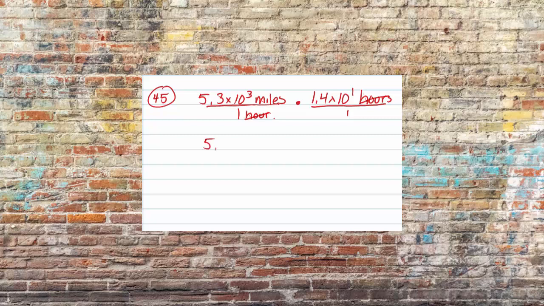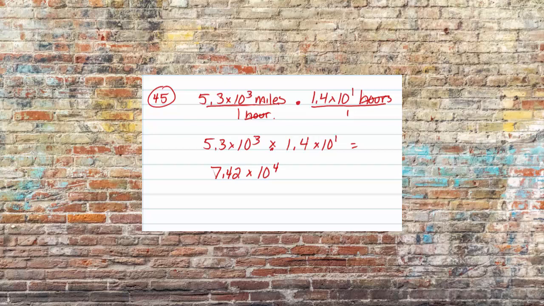So now this simply leaves me with 5.3 times 10 to the third miles times 1.4 times 10 to the first. And we're going to end up with a solution that represents a quantity of miles. Since we're multiplying, I can multiply the decimals, then multiply my powers. 5.3 times 1.4 gives me 7.42 times 10 to the fourth power.